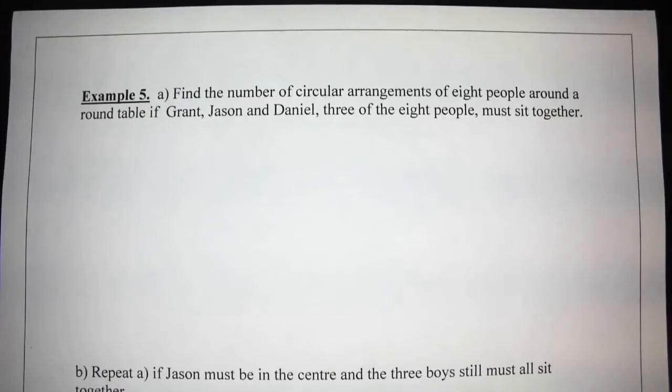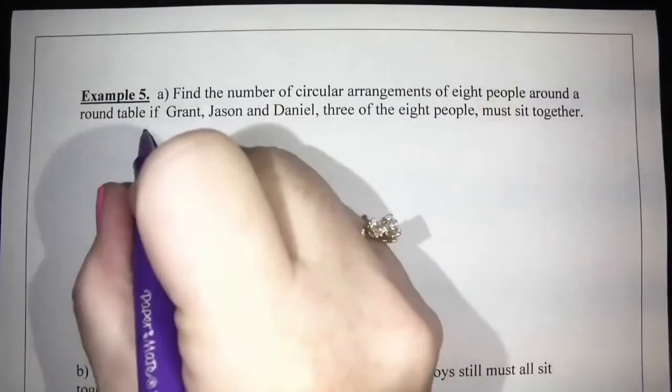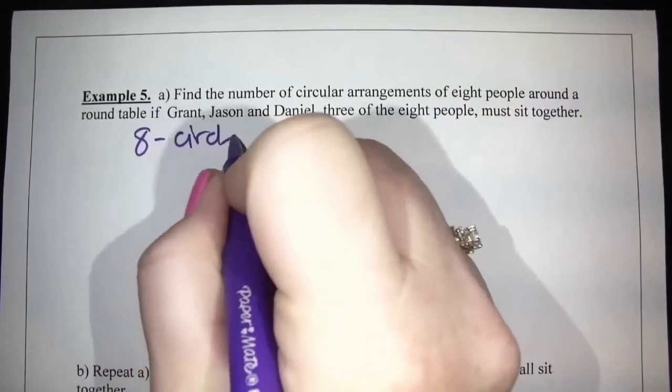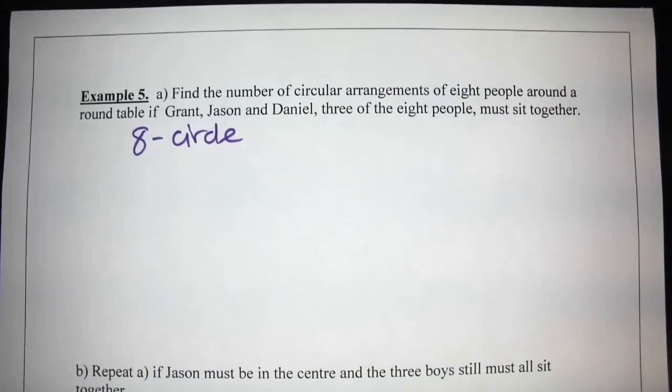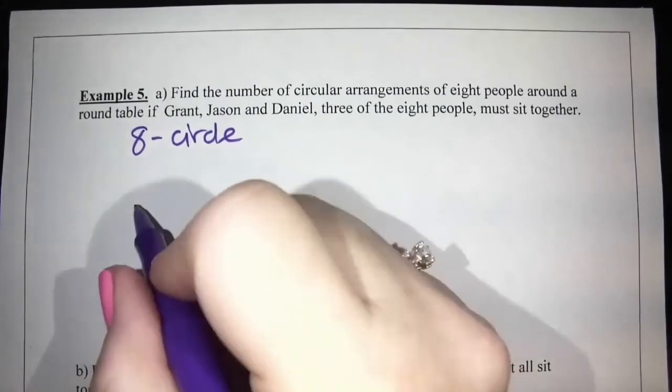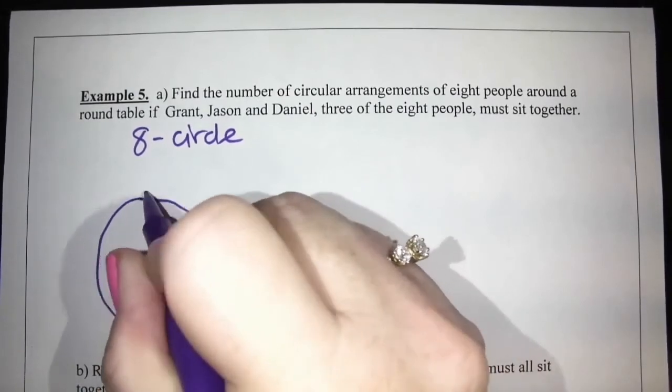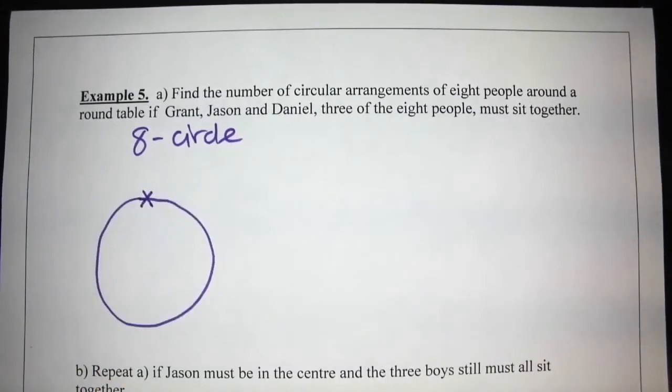Okay, so number 5 here, we've got find the number of circular arrangements of 8 people. So I always just write down, okay, how many do we have? And is it in a line or is it a circle? So 8 people in a circle. If Grant, Jason, and Daniel, 3 of the 8 people must sit together. So remember, in a circle, somebody has to start the circle. And when we have a restriction, people being together, then they start our circle.